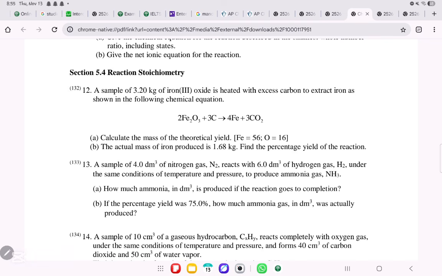A sample of 3.20 kg of iron oxide is heated with excess carbon to extract iron. Calculate the mass of the theoretical yield. How do we calculate it? First of all, we need to identify the limiting reagent ratio, the LRR as I call it. After that, we do stoichiometry, and after doing stoichiometry, we will get our answer.